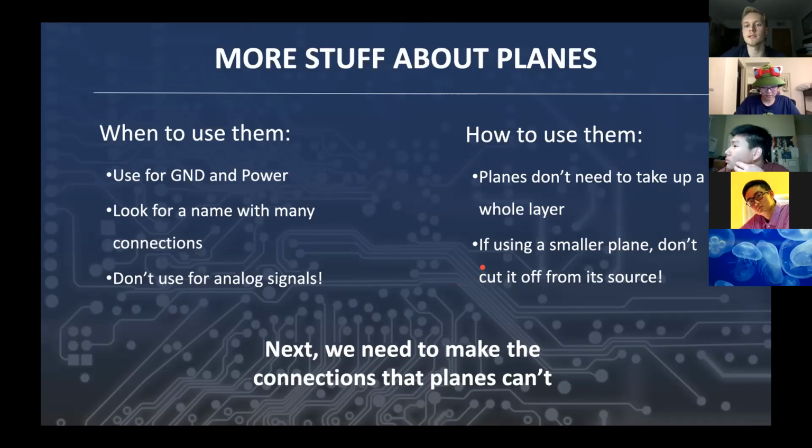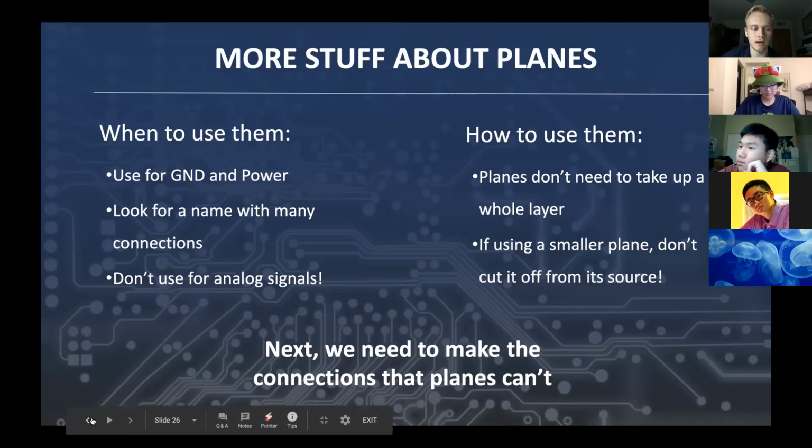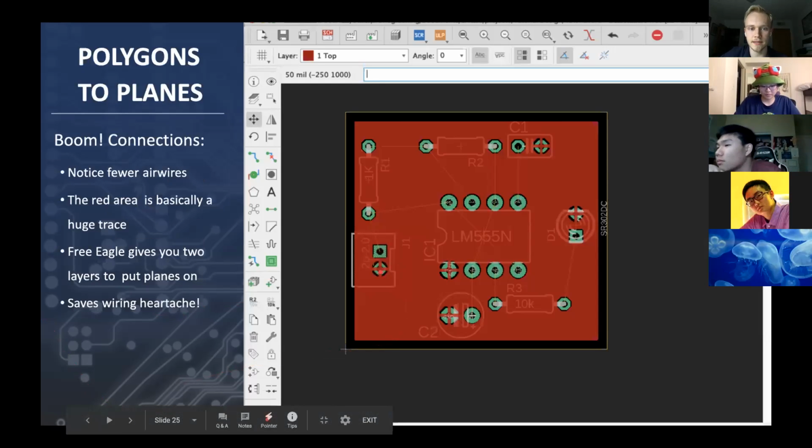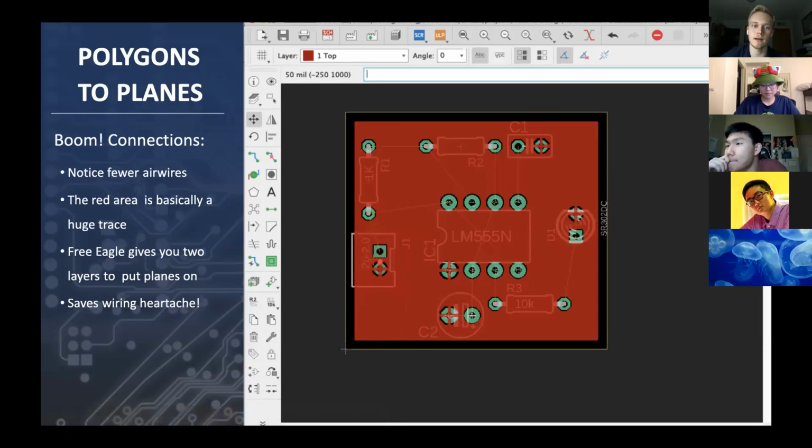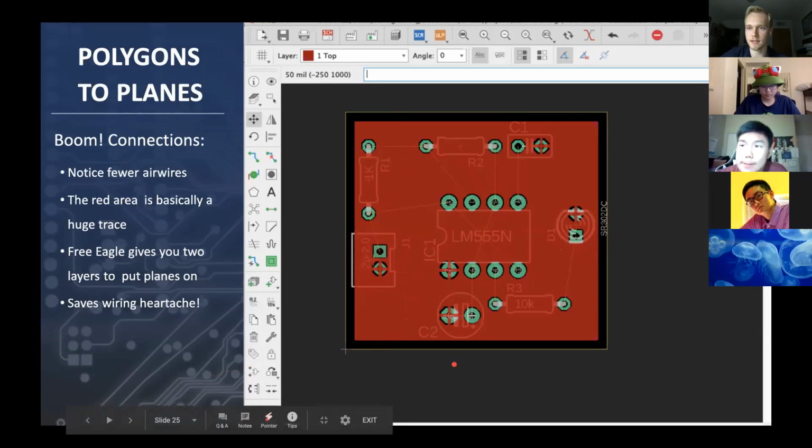But one thing you do want to know is that if you're using a smaller plane like that, you can't cut it off from its source. Like in the last slide, we can see that since this is our little battery connection over here, this is where our ground signal originates from. So we need to make sure that our plane does have a connection to that. If I were to make a smaller plane over here, and if it's not connected to ground, then I'm in trouble. So just make sure that's connected.